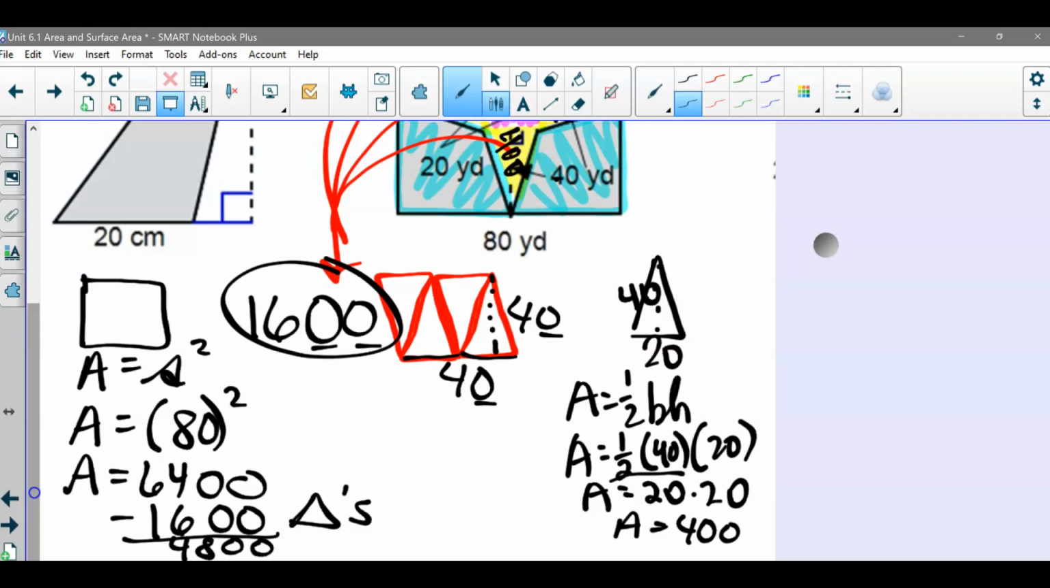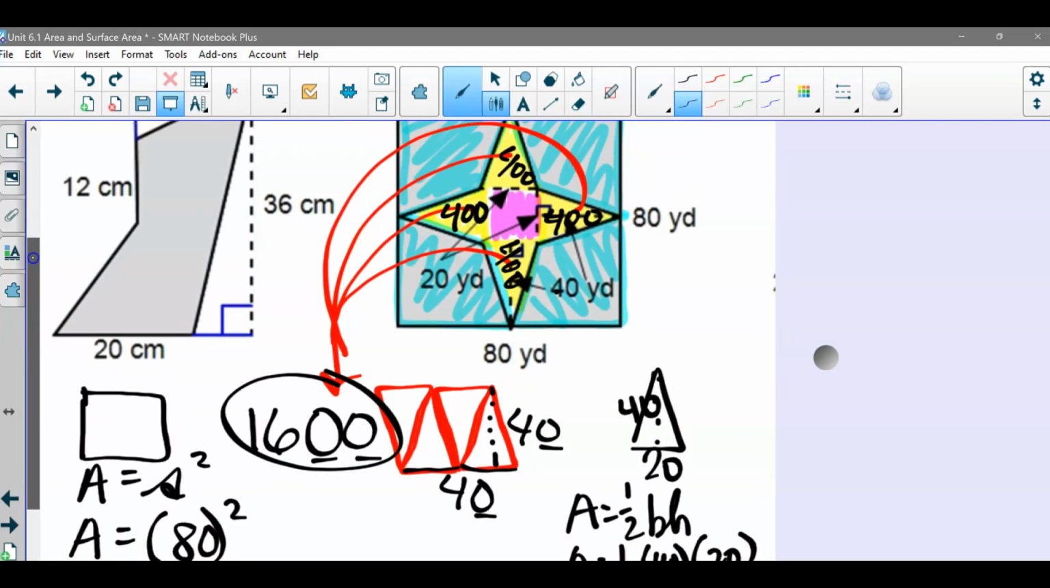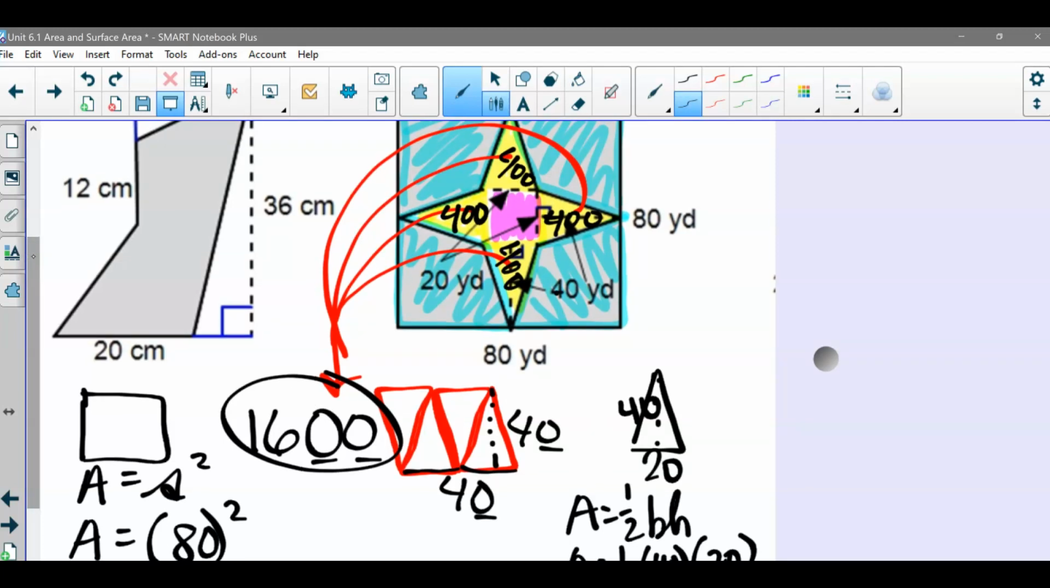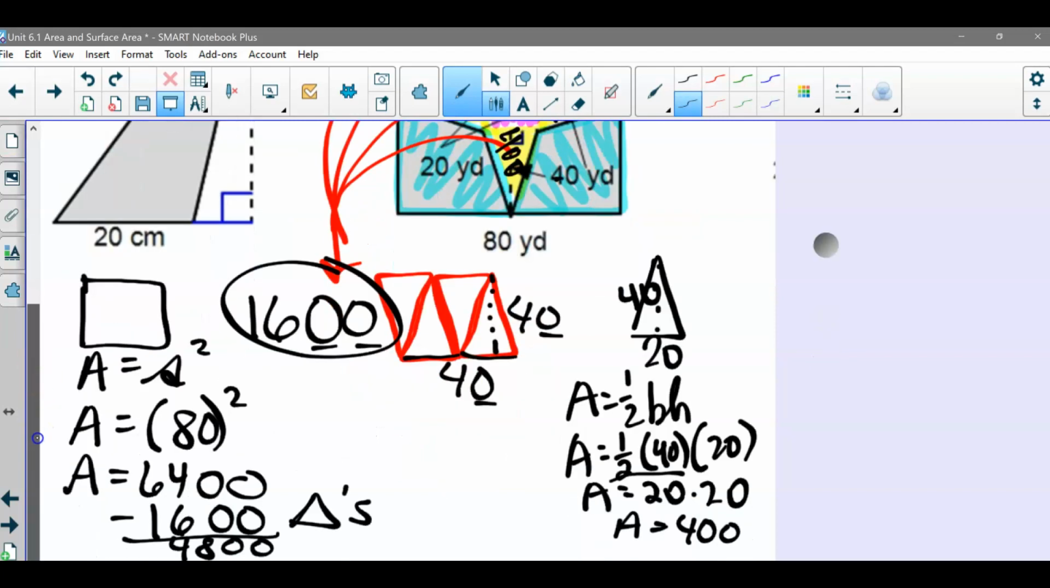No. Is it each yellow triangle? Is each one 1,600? No, that was 4 of them put together right here. Cameron said we can put them together to create the parallelogram, so that was doing all 4 at once. But then why is each yellow triangle 400 instead of 40? No, it's 400.